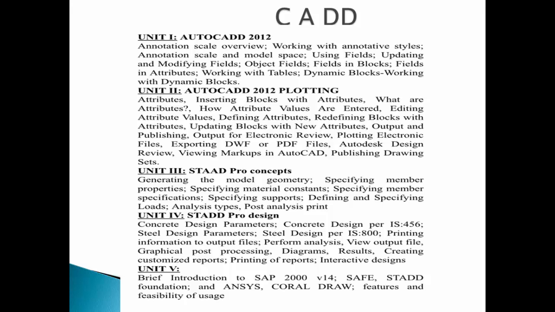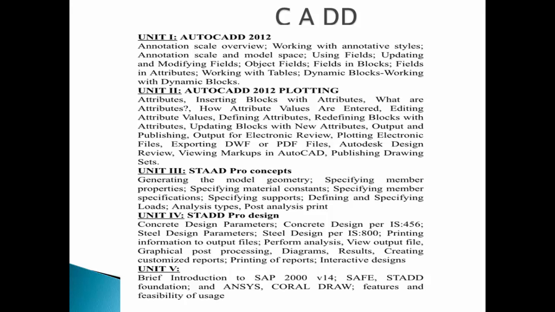In Unit 1 we have annotation, in Unit 2 we have attributes, and in Unit 3 we have STAAD.Pro basic concepts. Unit 4 we have STAAD.Pro design. Then in Unit 5 we have an introduction to various other software like SAP, ANSYS, SAFE, STAAD Foundation, and Corel, and we'll be studying the features and feasibility of usage of these software.